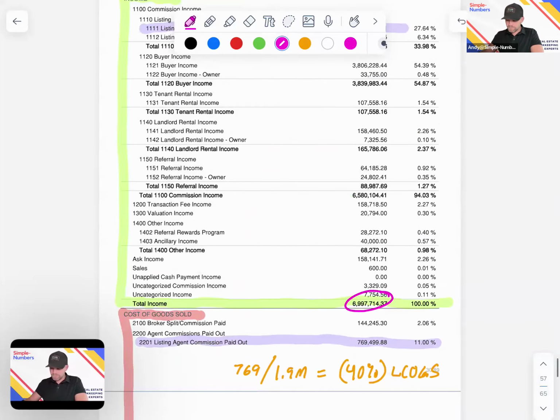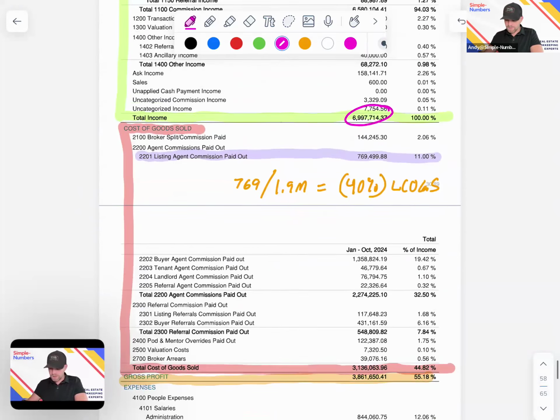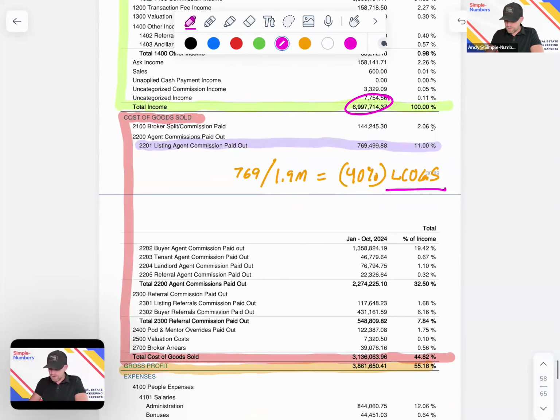Let's scroll up and look at their cost of sale. Listing cost of sale, 40%. There it is. They're able to maintain 40% listing cost of sale. Okay. How did we figure that out?